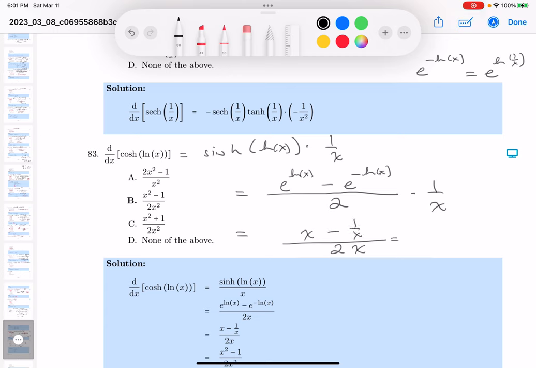I need to simplify that by multiplying top and bottom by the minor LCD, which is x. So it's going to be 2x squared, x squared minus 1. Let's look for the answer, and I'm hoping to see that, and I do. It's x squared minus 1 over 2x squared. Proper choice is B. Thank you.